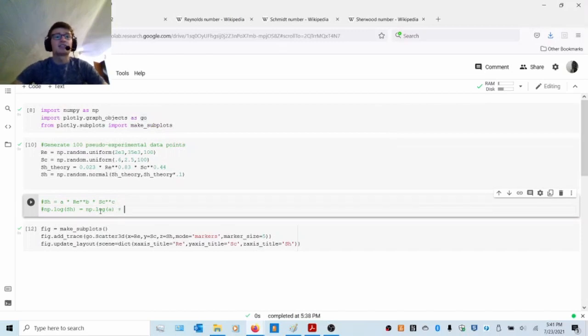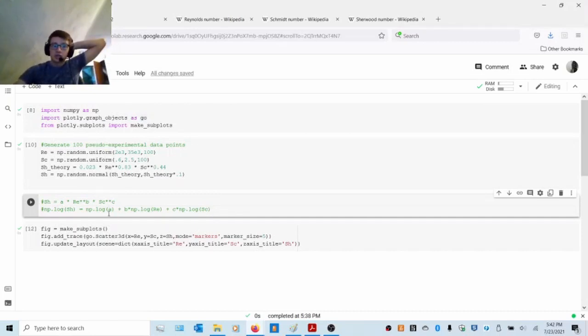Then we're going to add it. This is a mistake that I made several times while I was practicing this. So we're going to take the log of A, and then we have B times the log of the Reynolds number, plus C times the log of the Schmidt number, right? So that's how we linearize it.